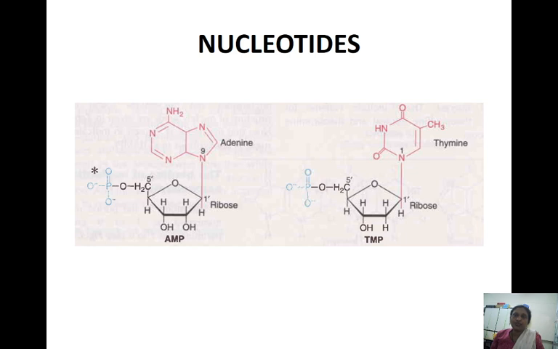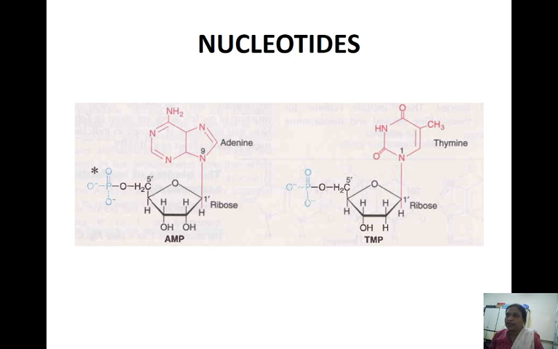If one more phosphate is attached to the existing phosphate, it forms adenosine diphosphate, and on further phosphorylation it forms the universal currency of energy, adenosine triphosphate. Now let us see the structure of this one. This is the pyrimidine nucleotide TMP, thymidine monophosphate.